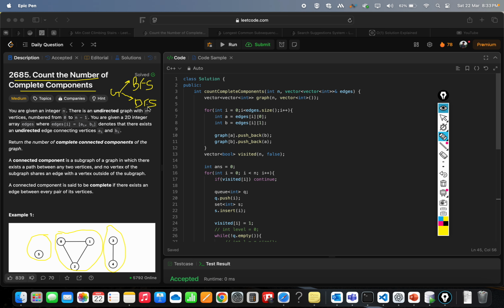Now this problem will be solved using BFS. So we can find the total number of components.